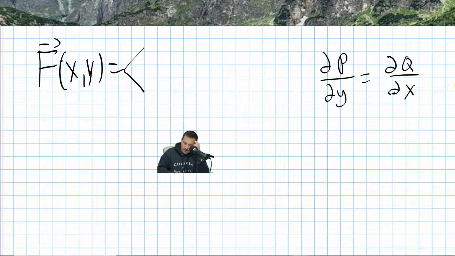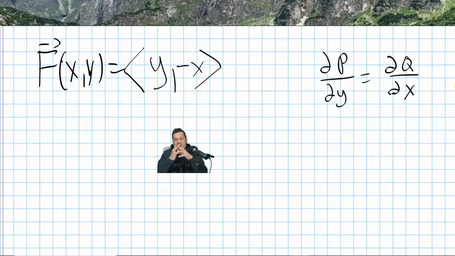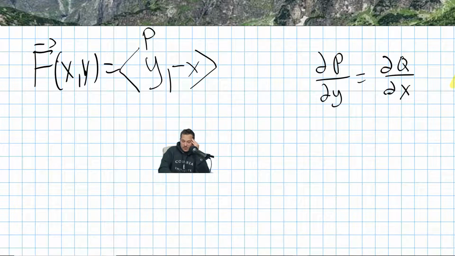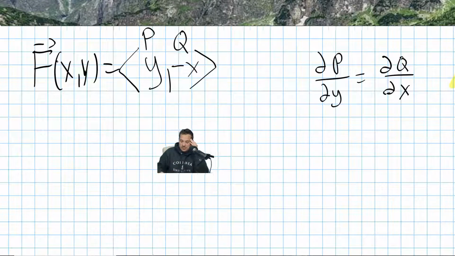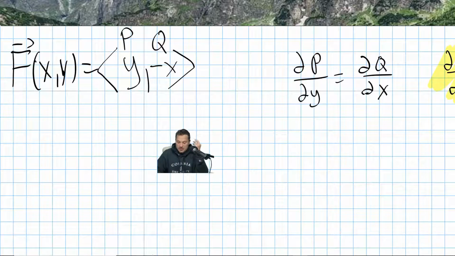So here I'm going to have the following. For the x component, I'm going to have y, and for the y component, I'm going to have negative x. I've just chosen this field because it will give us a really nice curling effect that we want to see. So since this is often called P and this is often called Q, then when dP over dy is equal to dQ over dx, the field is said to be conservative.